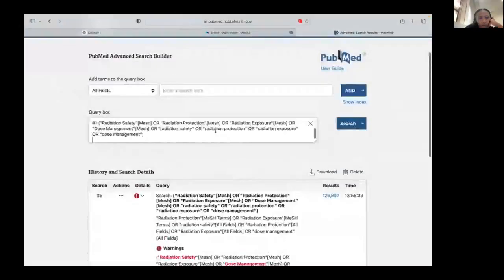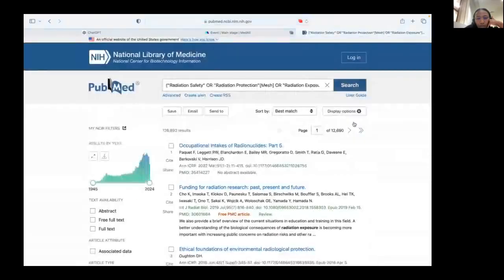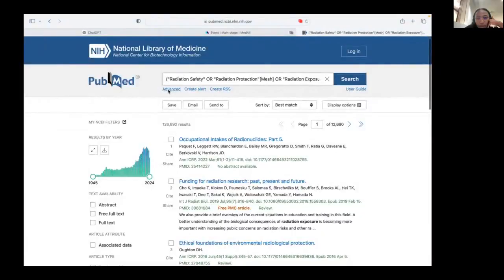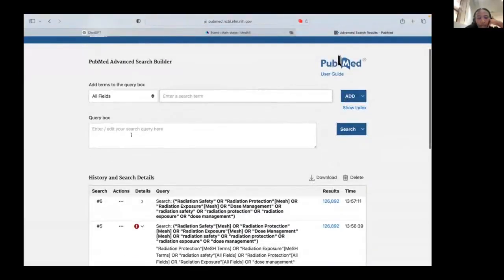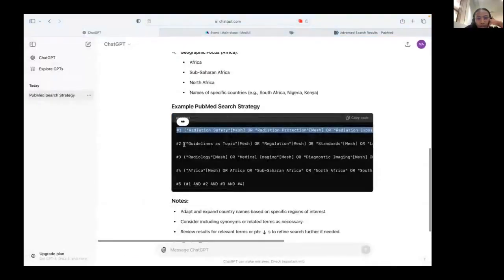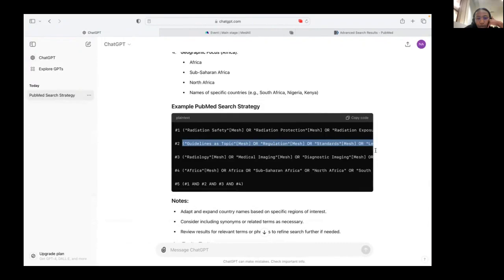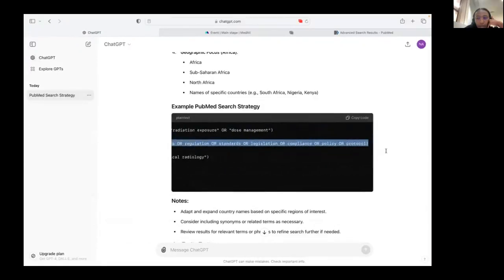So we just need to correct where the mistakes are. Maybe this isn't a MeSH term, so we'll remove this. All right, so we just cleared the warning. The next step is for guidelines.